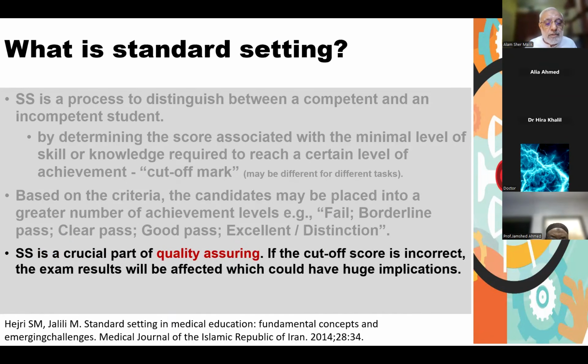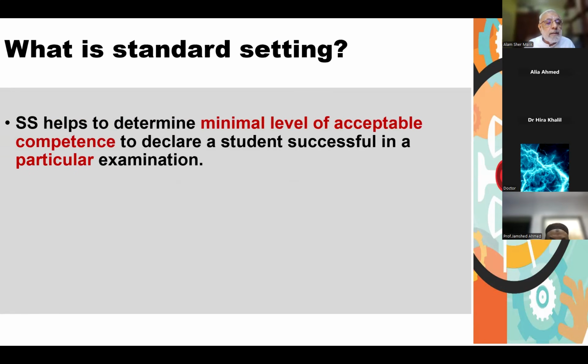Standard setting is a crucial part of quality assurance. That's another important aspect of standard setting, that it's not just pass or fail, but it also maintains our quality. If the cutoff score is incorrect, the exam results will be affected, obviously, which could have huge implications. Standard setting helps to determine the minimum level of acceptable competency to declare a student successful in a particular examination.